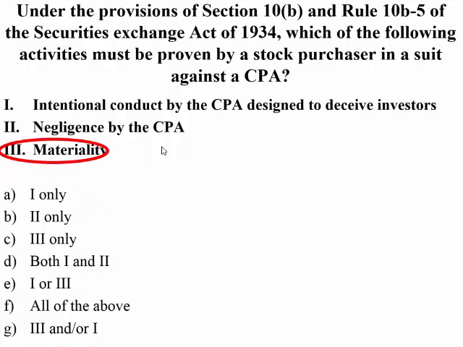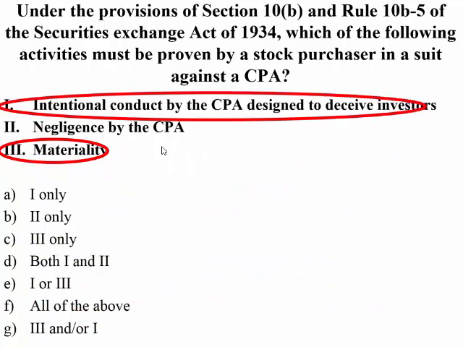Materiality is always a good answer. And then certainly intentional conduct, if they're bringing a suit for fraud, would be an important thing that they would have to prove. So the best answer here is G, which is 3 and/or 1, which is basically saying definitely materiality, perhaps intentional conduct, but it does not have to be intentional conduct if the suit is brought based on recklessness or gross negligence.